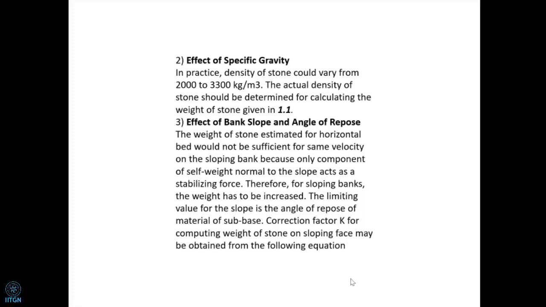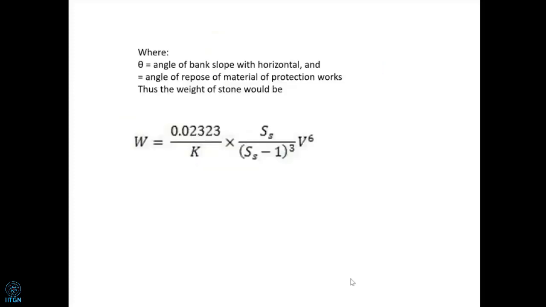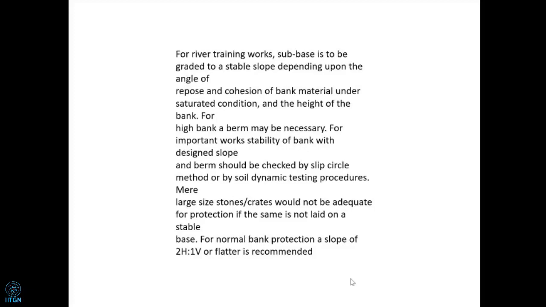This depends on the steepness of the slope, or the angle of the slope with the horizontal. Let us call it theta. So there has to be a correction to the weight of the stone when you use it in a slope. That is given by this formula. With that formula applied, with the K value applied, you get the weight of the stone when you place it in a slope. Then you got it.